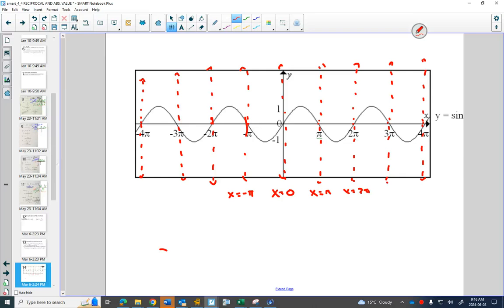Next, in reciprocal graphs, we ask, does our graph go up forever or down forever? Because then we would have an asymptote at 0. But this one doesn't, right? It doesn't go up forever. In fact, the biggest it ever gets is 1. It doesn't go down forever. The smallest it ever gets is negative 1. So we don't have to draw an asymptote at y equals 0.